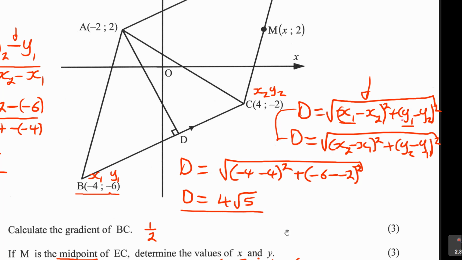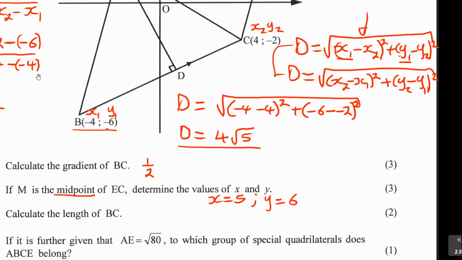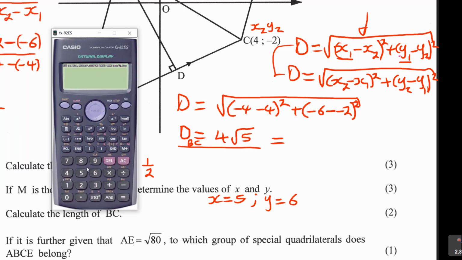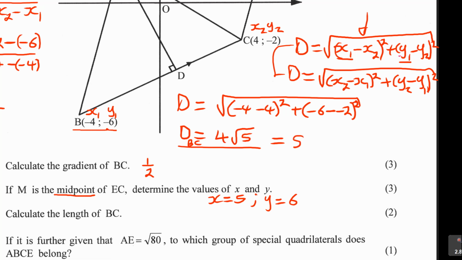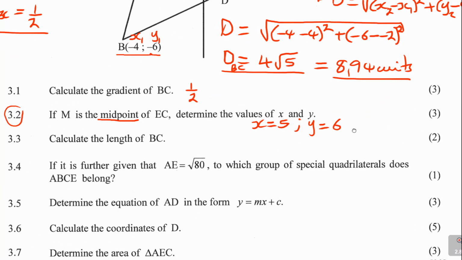So the question was the distance of what? Calculate the length of BC. So the distance of BC is 4 root 5, and you can actually simplify that. I think they say to leave our answer to 2 decimal places. So you can use that to say what is 4 square root 5. It's equal to, and then press S to D, 8,94 units. So it's 8,94 units, because we don't know whatever units they are using. Alright, calculate the length of BC. So far so good. And then let's look at 3.4.